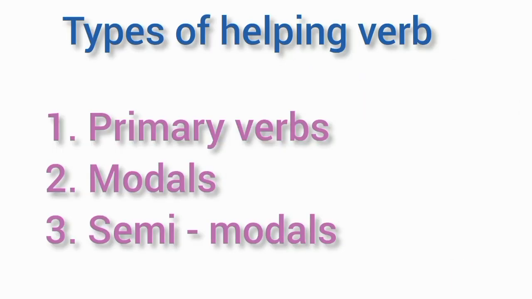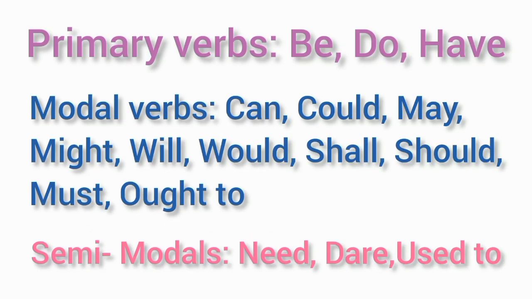Types of helping verb: primary verbs, modals, semi-modals. Primary verbs: be, do, have. Modal verbs: can, could, may, might, will, would, shall, should, must, ought to. Semi-modals: need, dare, used to.